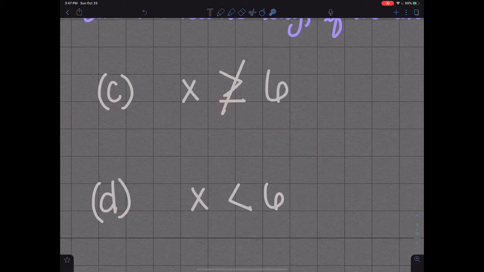So if we put a not through that, and if we say X is not greater than or equal to 6, then it must be true that X is less than 6, okay?